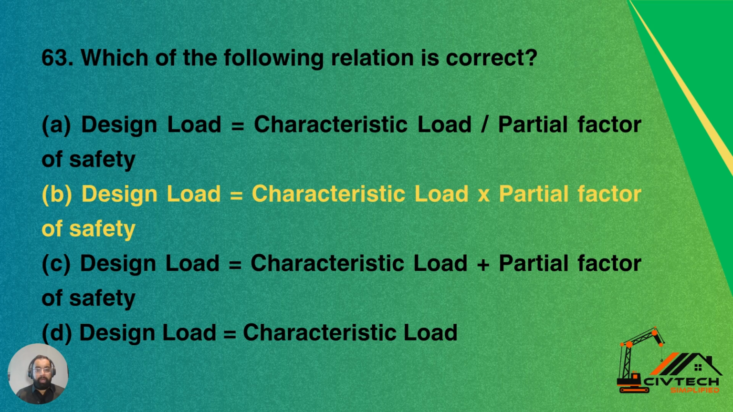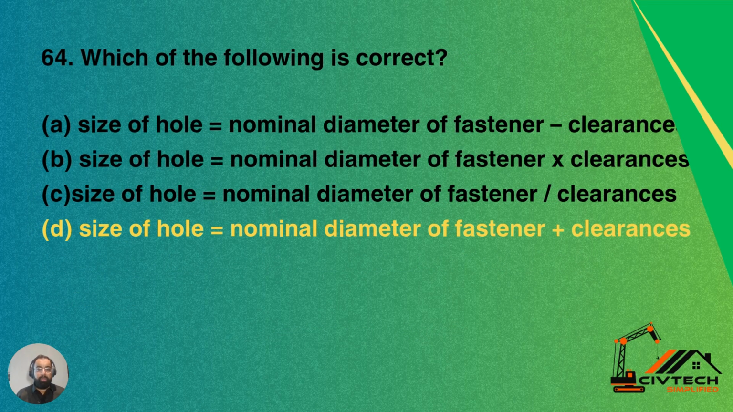Question 63. Which of the following relation is correct? Option A, design load is equal to characteristic load divided by partial factor of safety. Option B, design load is equal to characteristic load multiplied by partial factor of safety. Option C, design load is equal to characteristic load plus partial factor of safety. Option D, design load is equal to characteristic load. So B is the correct answer. The correct relation is design load should be equal to characteristic load multiplied by partial factor of safety.